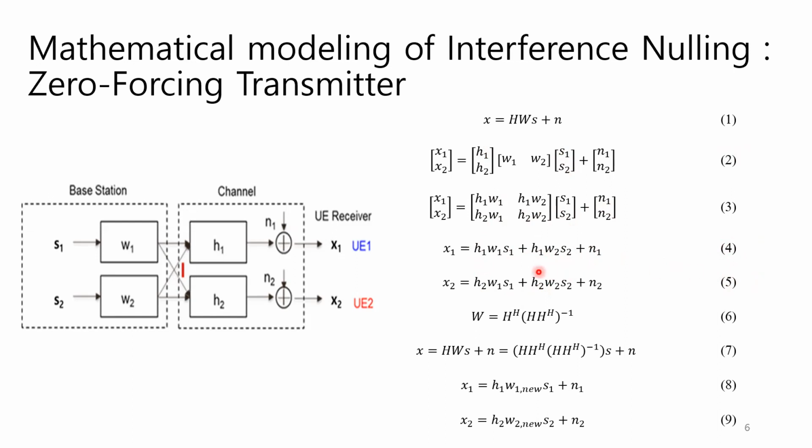The H1W2S2 of equation 4, this part is an interference signal which is the UE2 beam, like the X marks, this path. And H2W1S1 of equation 5 is the interference signal which is the UE1 beam, this path. So in order to remove this interference signal, equation 6, that is the zero forcing beamforming function, is assigned. As a result, the new weight is multiplied, such as equations 8 and 9, and the interference signal is eliminated.